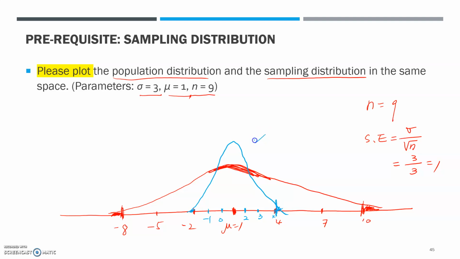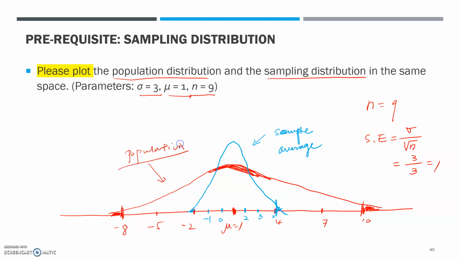So the blue one here tells you the story about the sample average. Okay, the red one outside will give you the information about the population.